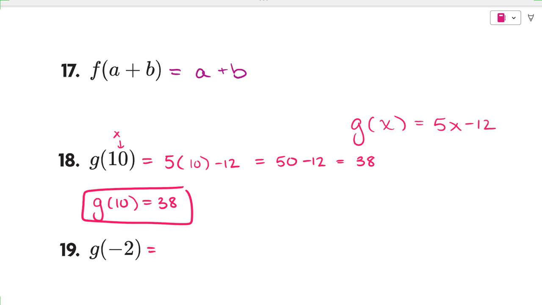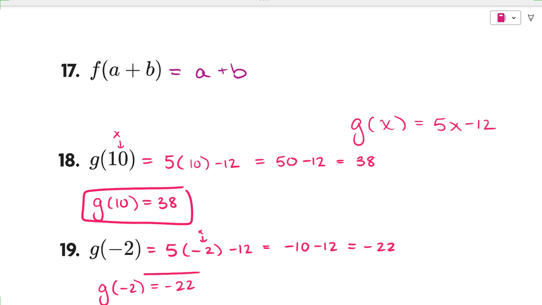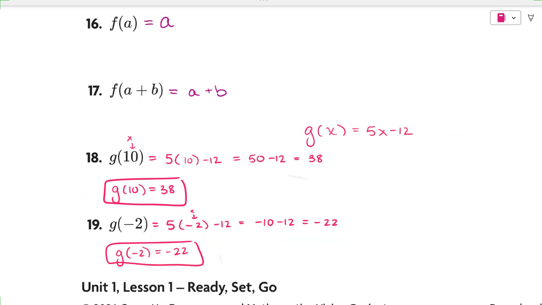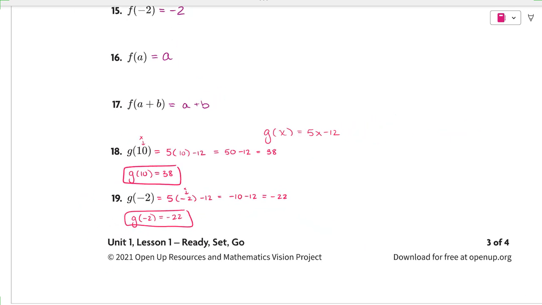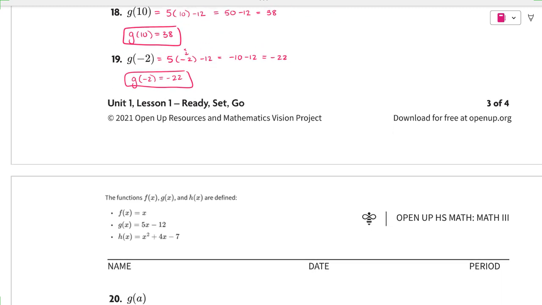Okay, g of -2. I'm going to replace my x with -2, right? That's where the x was. Minus 12 still. 5 times -2 is -10. -10 minus 12 gives us -22. So g of -2 is -22. So the input -2 gives us an output of -22. All right, let's carry on to question 20.